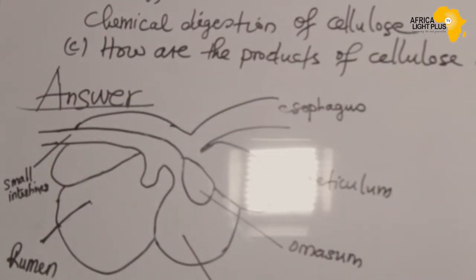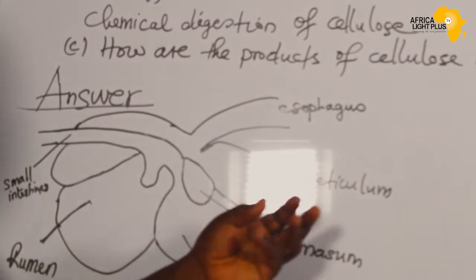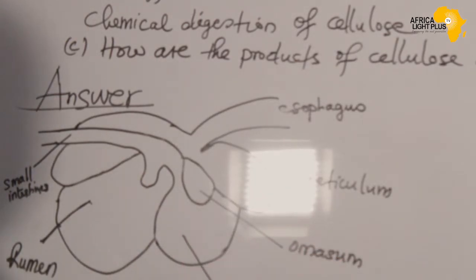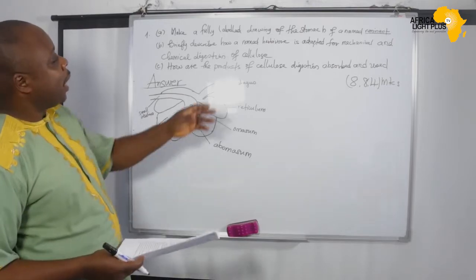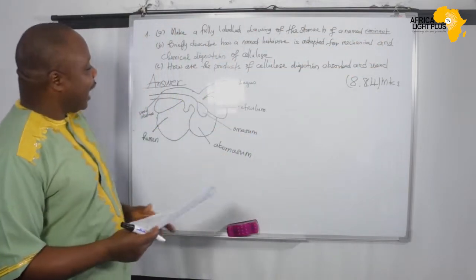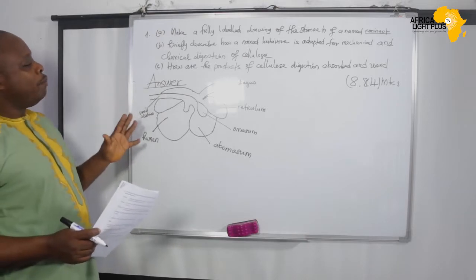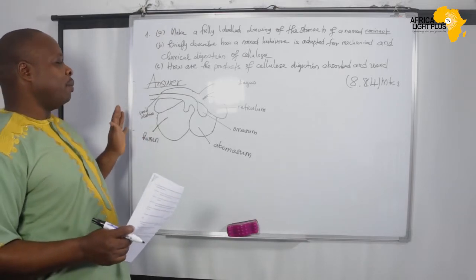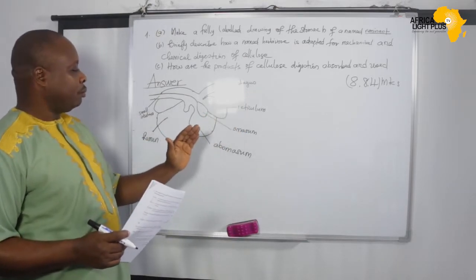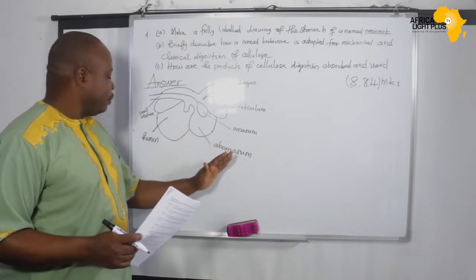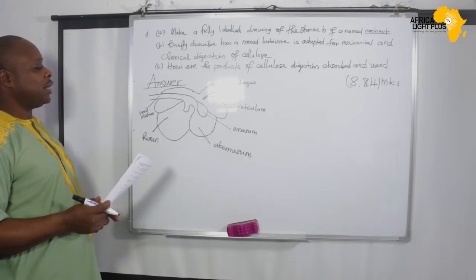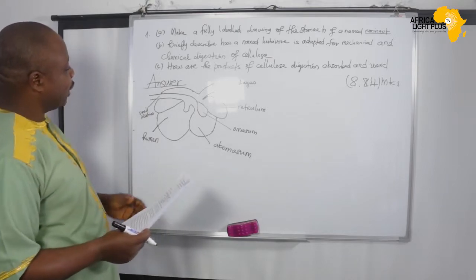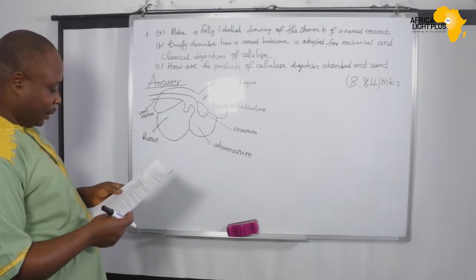All right, so we have here the esophagus, the reticulum, omasum, abomasum, and rumen. Now, a ruminant has 4 main compartments of the stomach. There is the reticulum, omasum, abomasum, and the rumen. That's what is very much important as we look at the diagram.